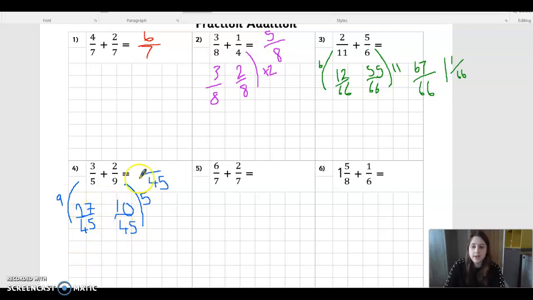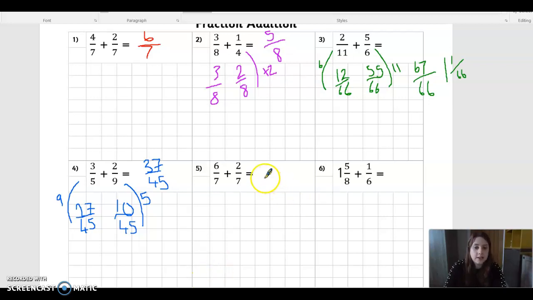And then we do 27 add 10, which is 37 45ths. And you cannot simplify that down, so that should be the answer you got. So 37 45ths. The next one goes back to easy peasy.